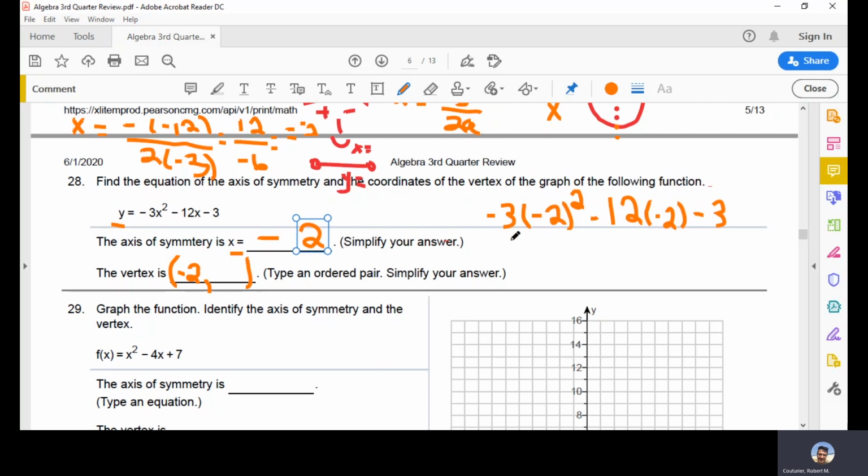4 times negative 3. So this became 4, and you have a negative 3. Positive 4 times a negative 3 is a negative 12. Now we do the next one. Negative 12 times a negative 2 becomes a positive 24. And then the negative 3 comes down. Now we have a negative 12 plus 24. That gives us 12 minus 3. And 12 minus 3 is going to be 9.